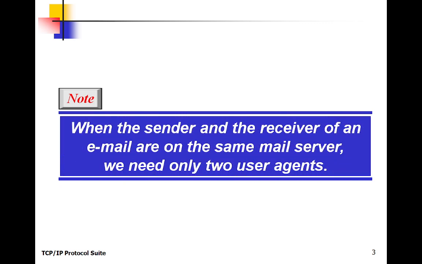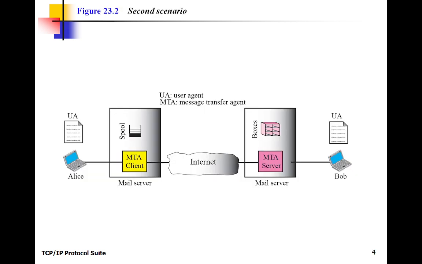And here the very important note is that when the sender and receiver of an email are on the same mail server, we need only two user agents. That is scenario one. We use two user agents in the situation where both the client and server are available on a single mail server.